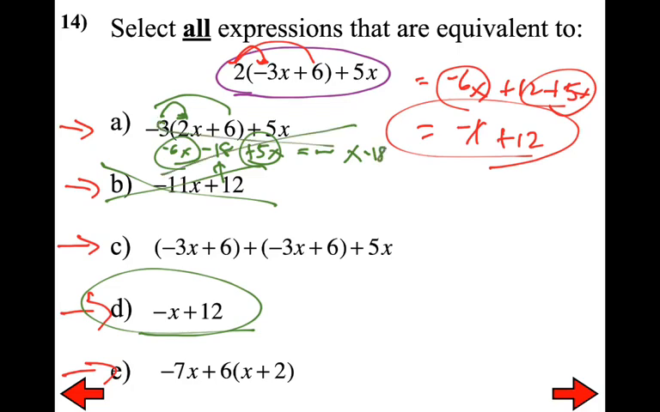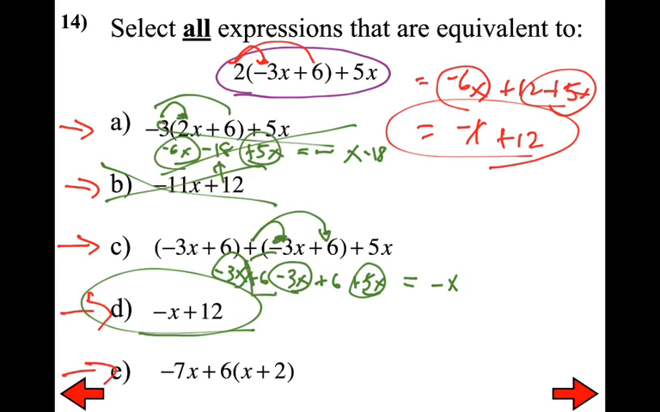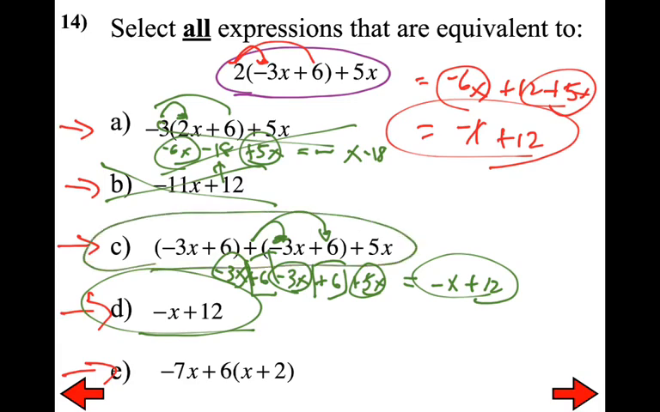Then, part C. So we've got negative 3x plus 6. And then we've got positive times negative 3x. That's negative 3x. And then positive times positive 6. That's plus 6. And then plus 5x. Now, we combine like terms. So we have negative 6x plus 5x. That's negative x. And then our constants, we have plus 12. So this one is. So I know I've got a big mess here, but right now C and D definitely are. We need to check E.